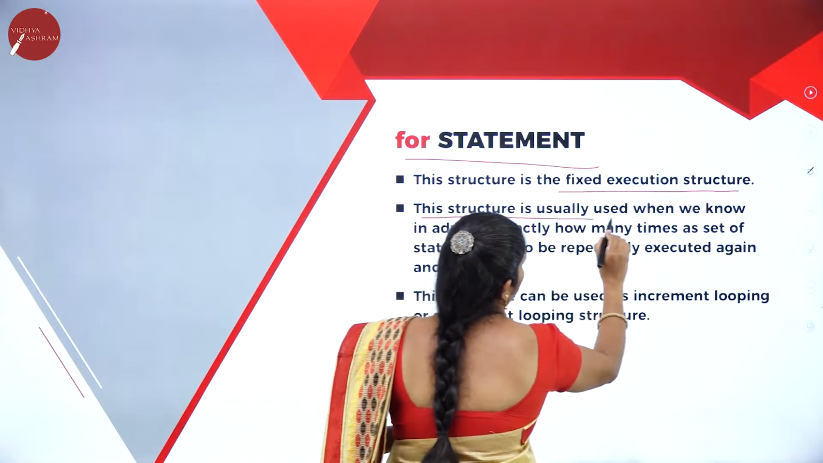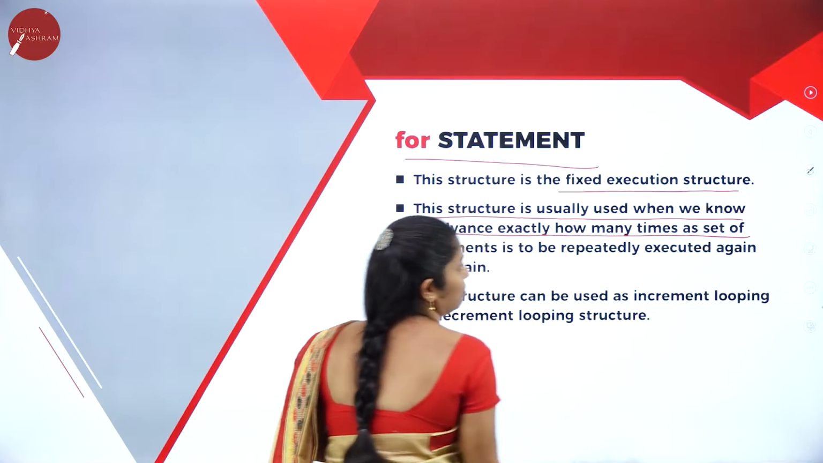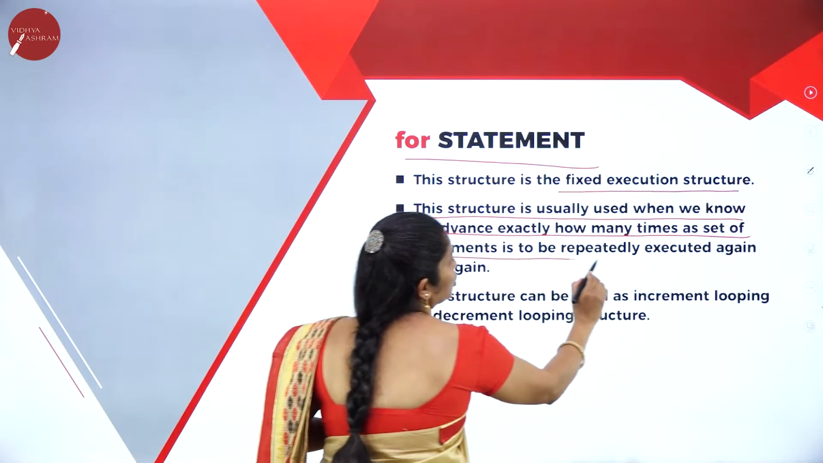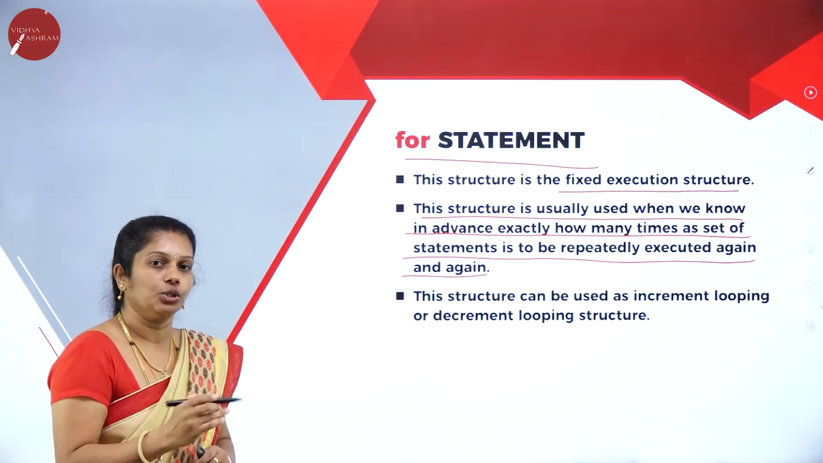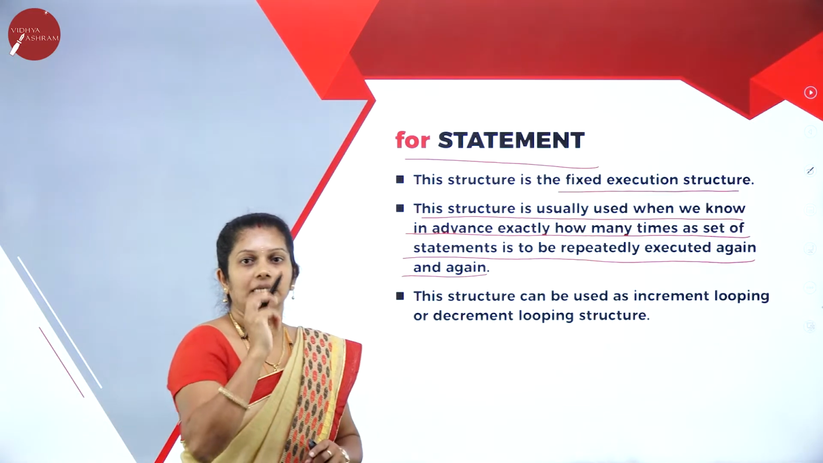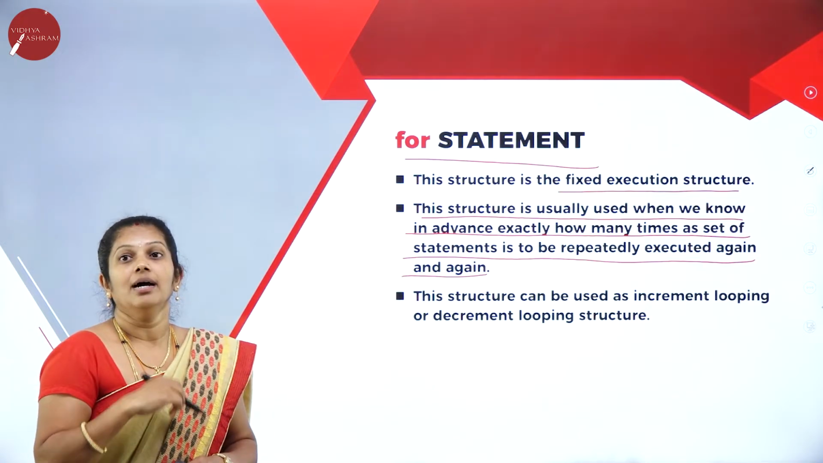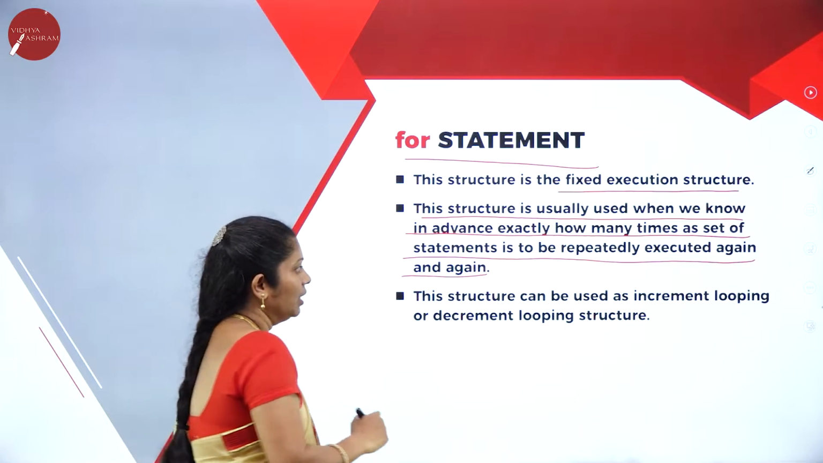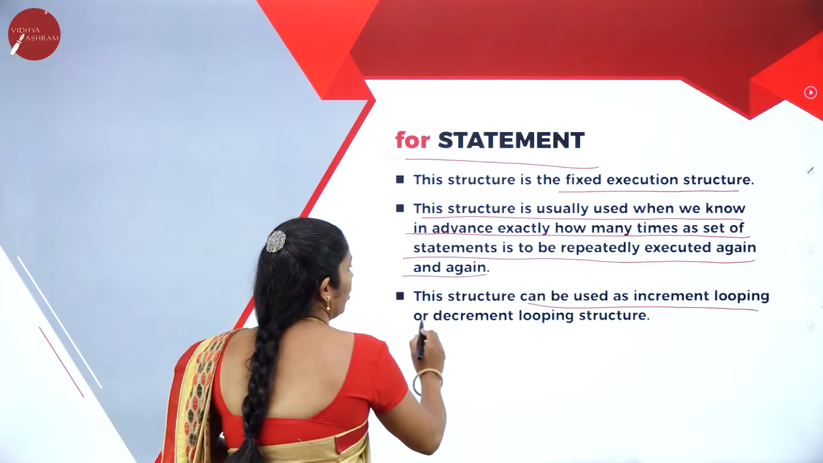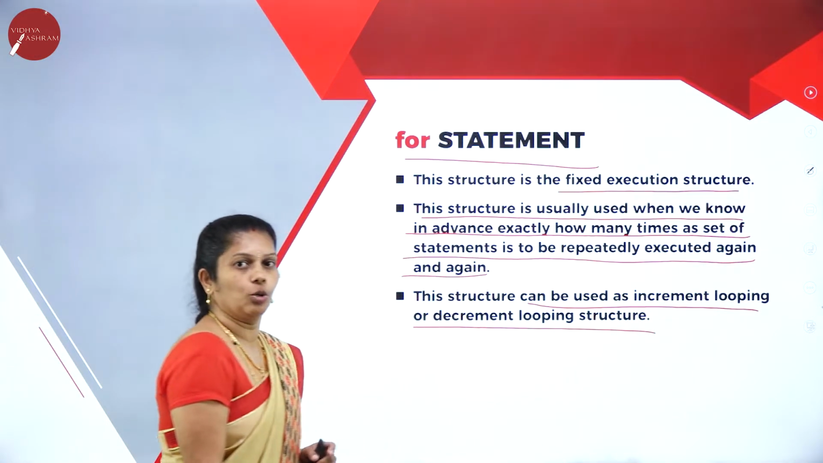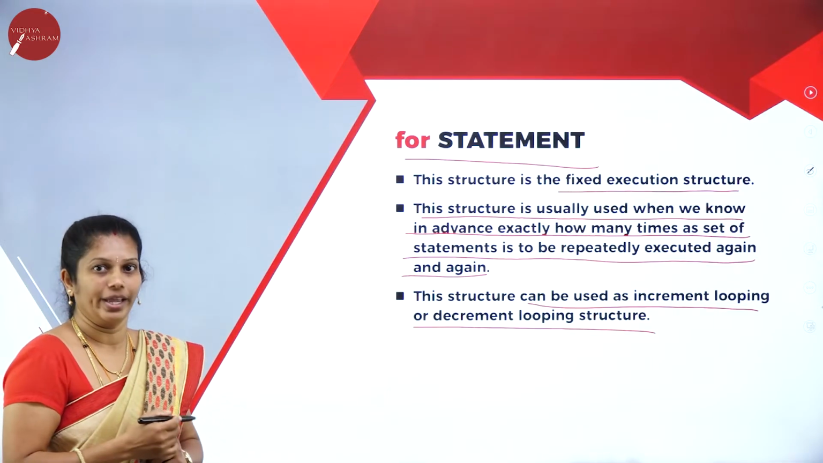This structure is usually used when we know in advance exactly how many times a set of statements is to be repeatedly executed. In advance only we can know how many times the statement will execute again and again. That's why it is called fixed execution. This structure can be used as an increment looping or decrement looping structure also. We are able to increment as well as decrement the variable here.